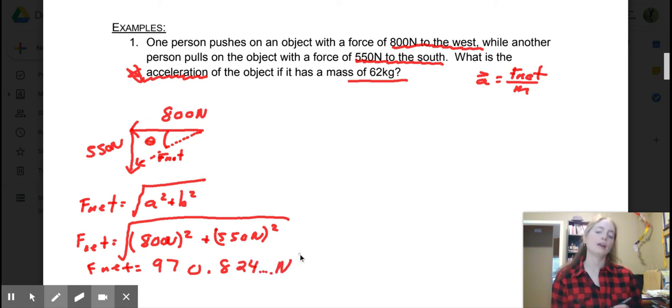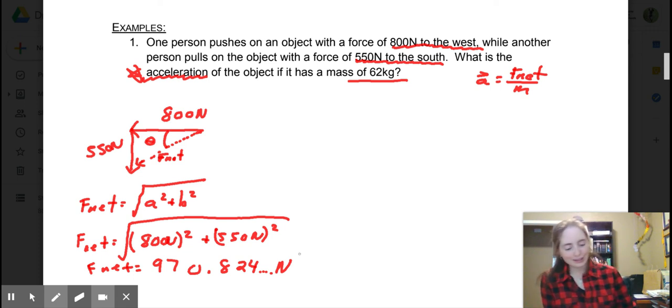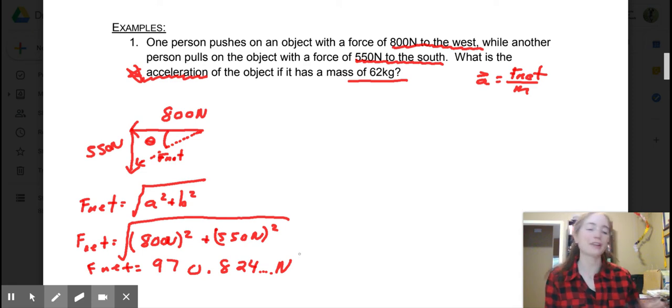Newtons. Okay, so ladies and gentlemen, because we are asked to find acceleration, I'm not going to round here at this point. I'm just going to leave that as a full number. Make sure you have that available in your calculator so you can use that in our next step.